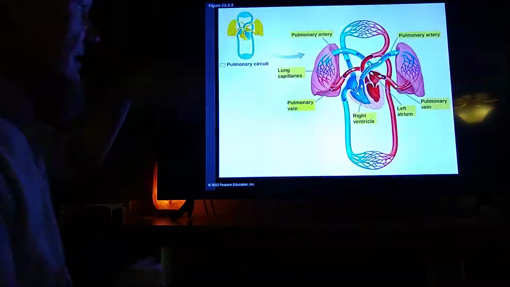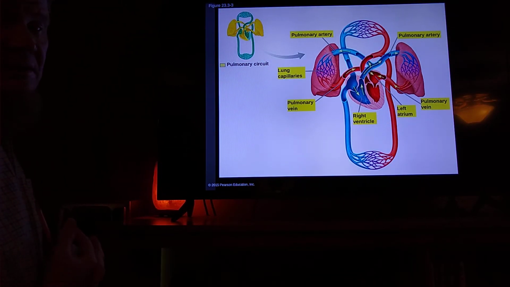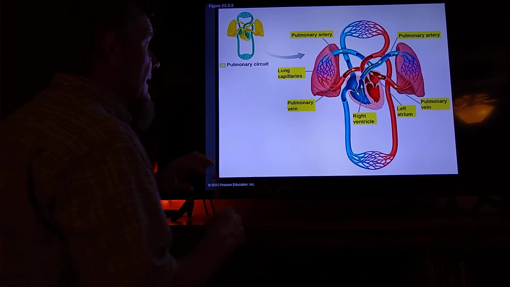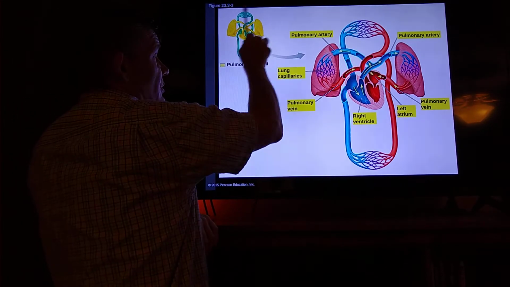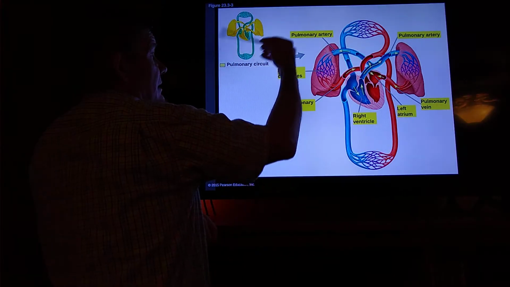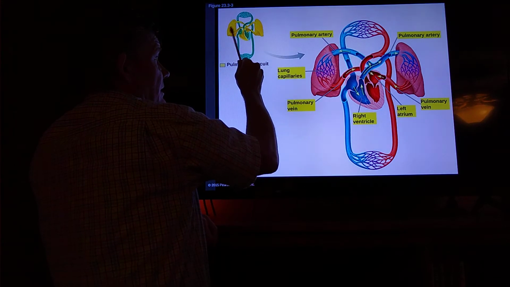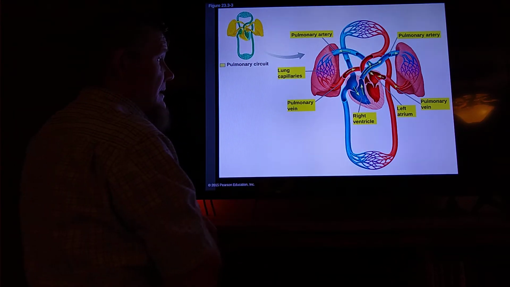All right, so let's look at this a lot more detailed and more anatomically correct version of a heart. All right, we've got two circuits. That's what this is showing up here. The yellow circuit is the pulmonary circuit, and the green is the systemic. This is going up to the brain. This is coming down to the body, and the yellow is going to the lungs.